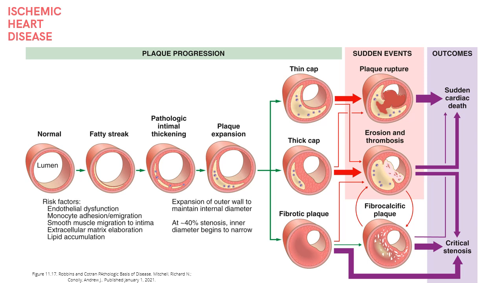A thin capped atheroma, where the atheroma is covered by a thin layer of endothelium. A thick cap, where the atheroma is basically buried in the endothelium. And a fibrotic plaque, where the atheroma is covered with a dense layer of collagen. And this fibrotic plaque is technically more stable than the other forms.